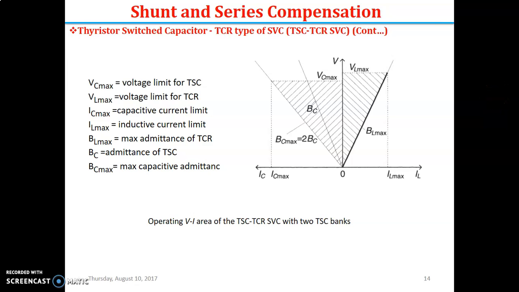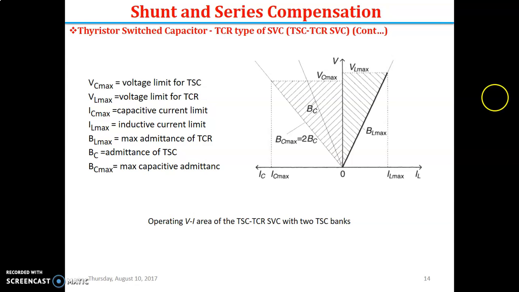Welcome to the lecture on flexible AC transmission system. This lecture will be the continuation of our previous lecture on TSC-TCR type of SVC. In this lecture, we will see the operating VI characteristics of the TSC-TCR type of the SVC, that is with the two TSC branches.